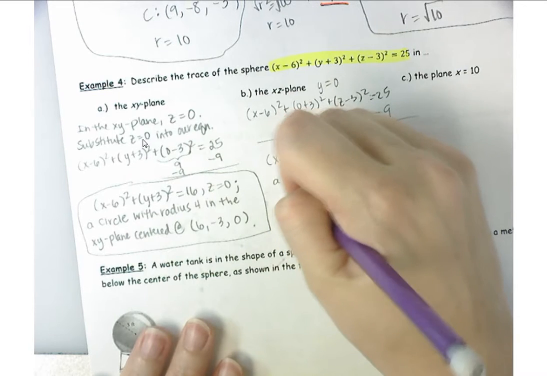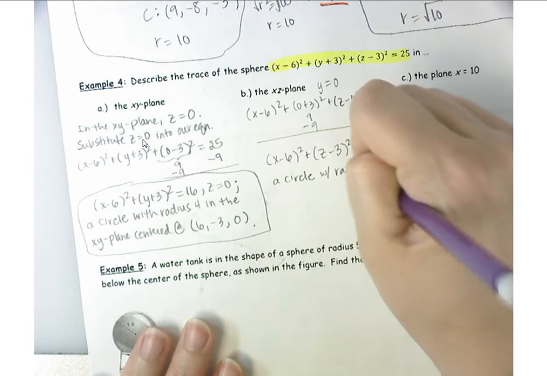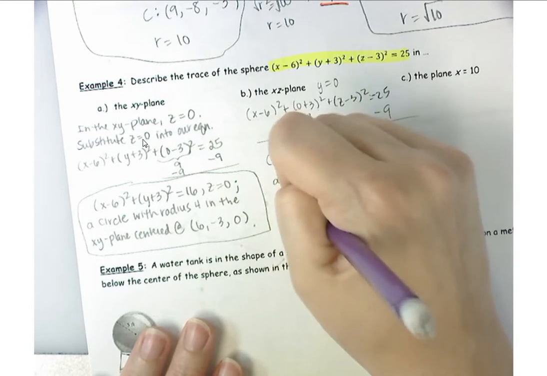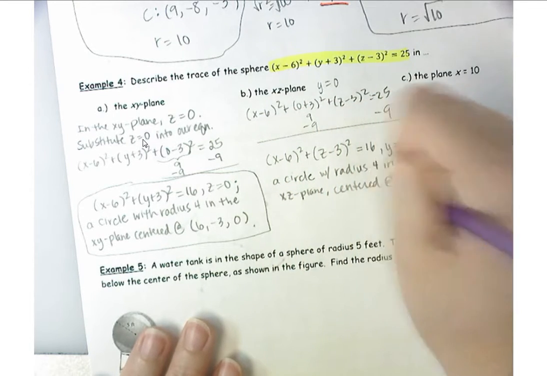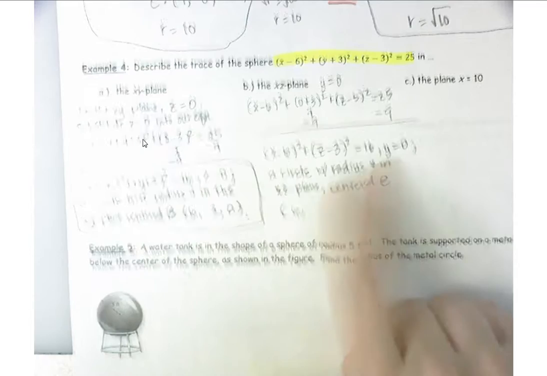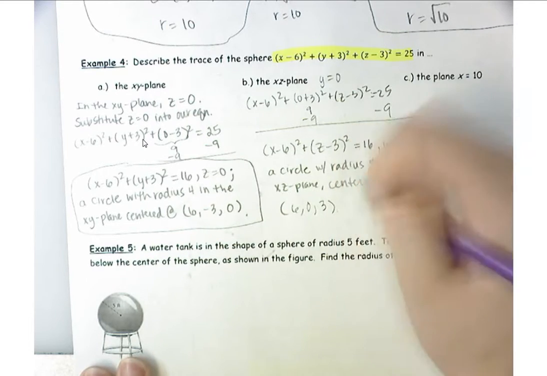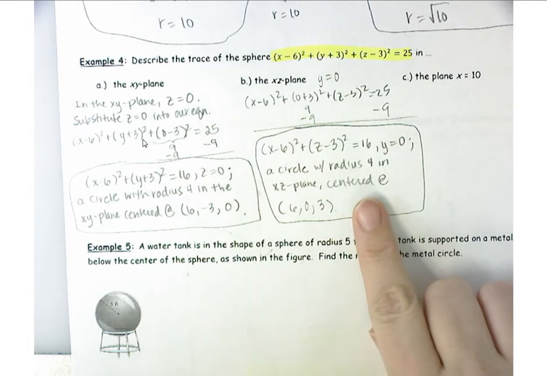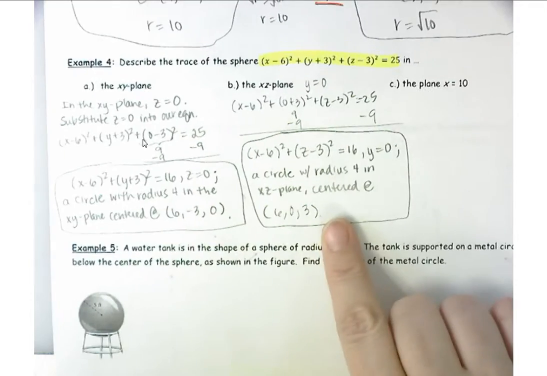Okay, and then this is, again, going to be a circle. And the radius is still 4, but this is in the xz plane. And the center is going to be 6. And then remember, your y value is 0. And then your z value is going to be 3. Okay, so this whole explanation is going to be your answer.